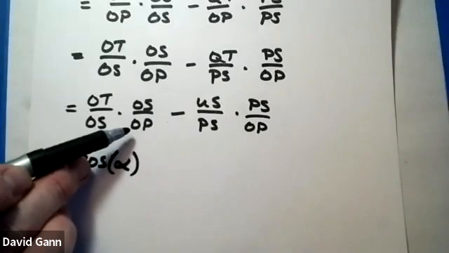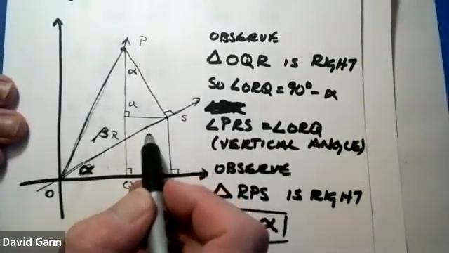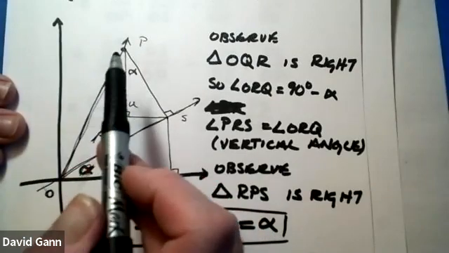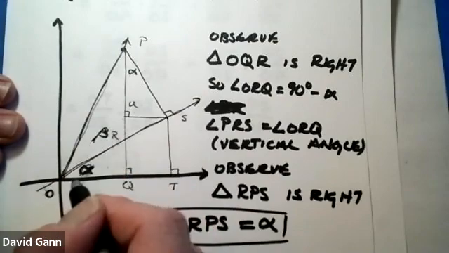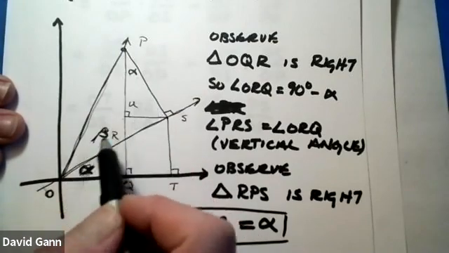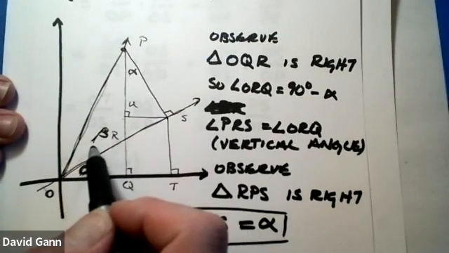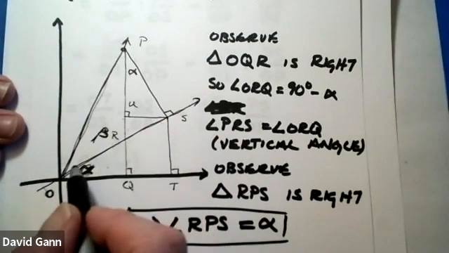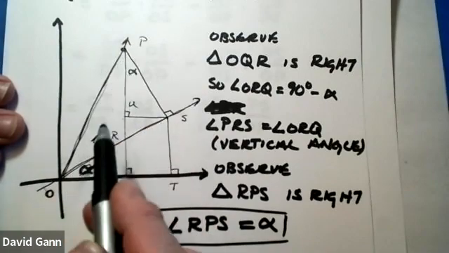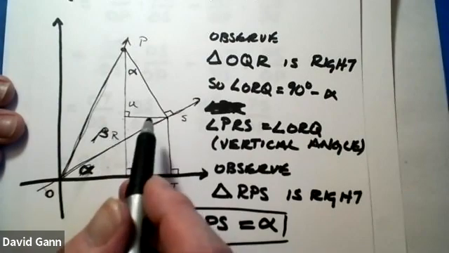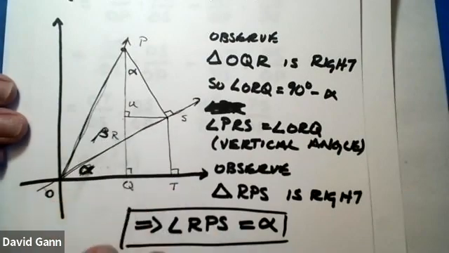Let's look at OS over OP. So back to the diagram, here's OS, and here's OP. Notice triangle OPS is a right triangle whose acute angle is beta. The adjacent side is OS, and the hypotenuse is OP. Well, the ratio of those two is the cosine of beta, right? So OS over OP is equal to cosine of beta.